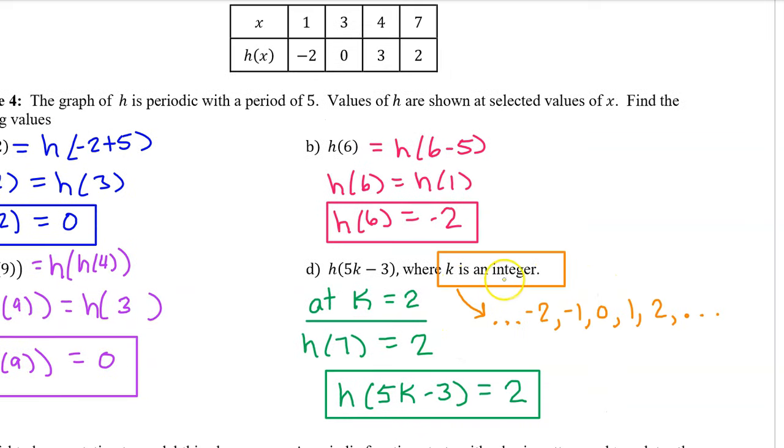By the way, you need to know what the word integer means. This is the set of the integers. An integer can be a positive number, a negative number, or 0, but an integer cannot be a decimal or a fraction.